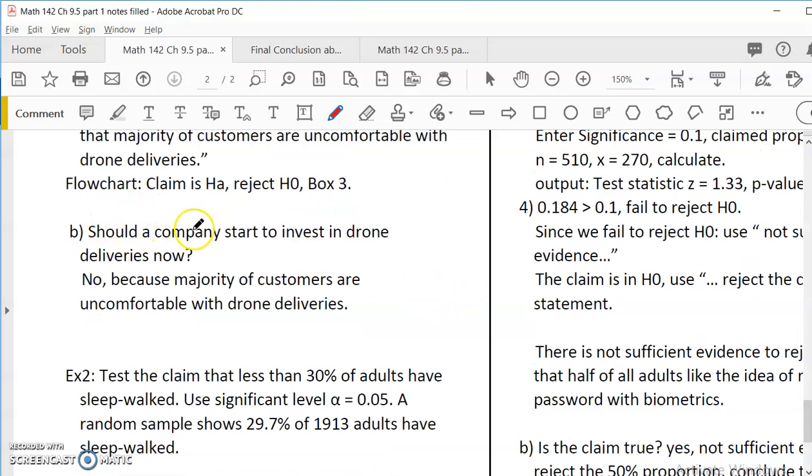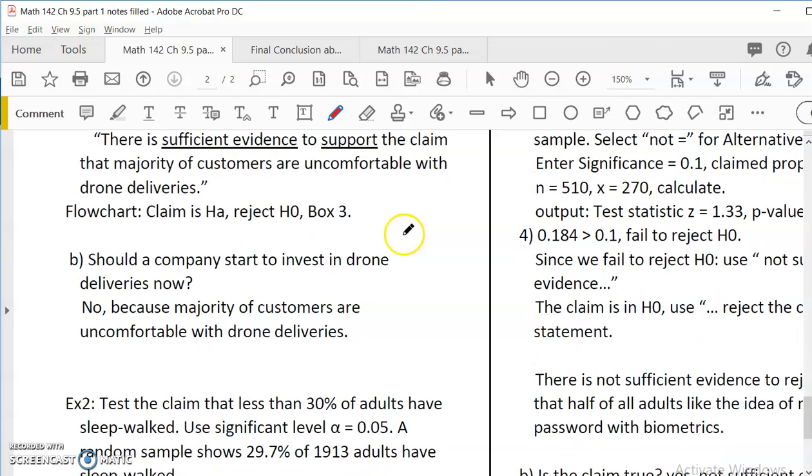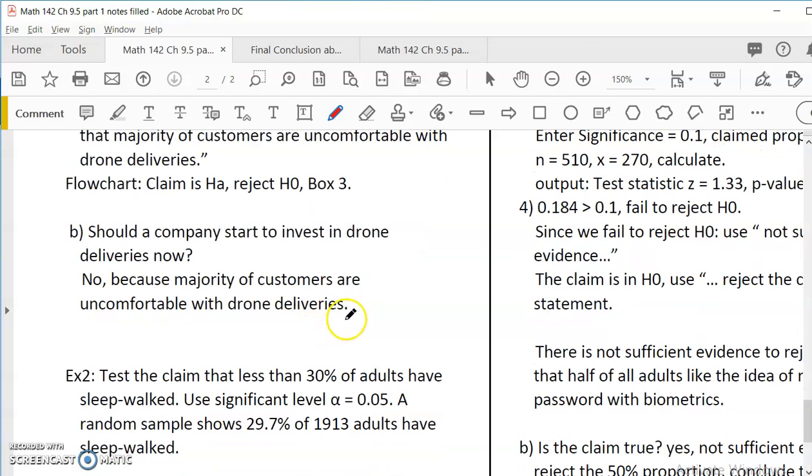The last part is, should a company start to invest in drone delivery now? They say that most people are uncomfortable with this, so there's no rush to invest in it. This is the further conclusion that you can make as a result of the hypothesis test.